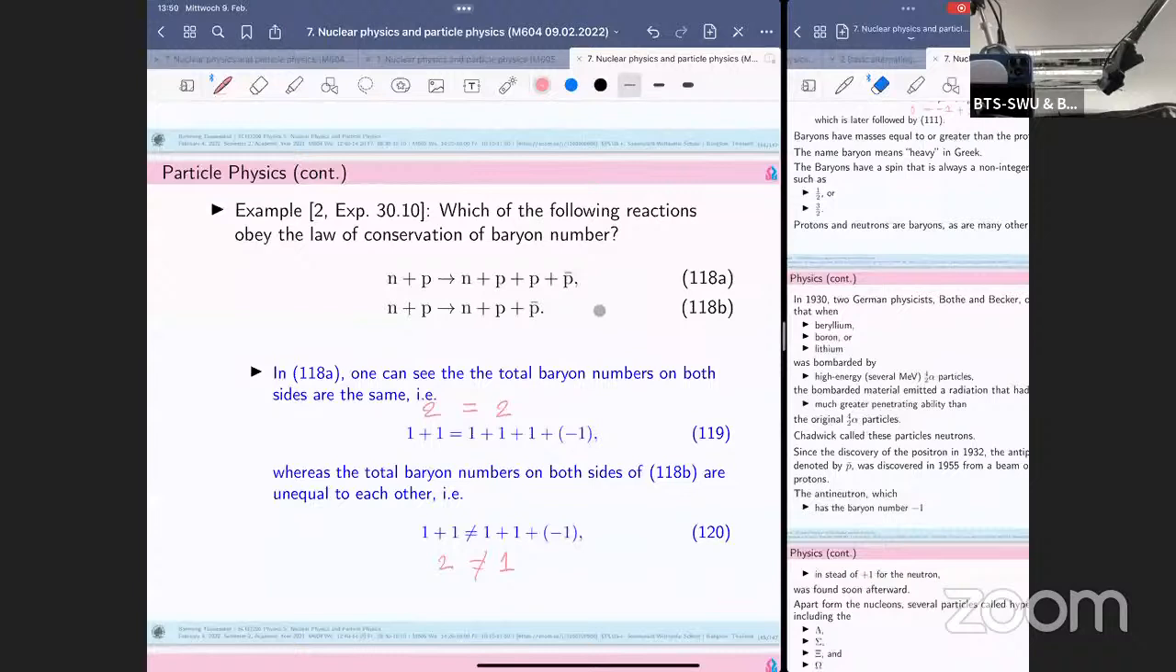Okay, so 118A will take place in nature. 118B will not occur naturally because the baryon number is not conserved. Okay, that's the reason we could predict everything in nature.